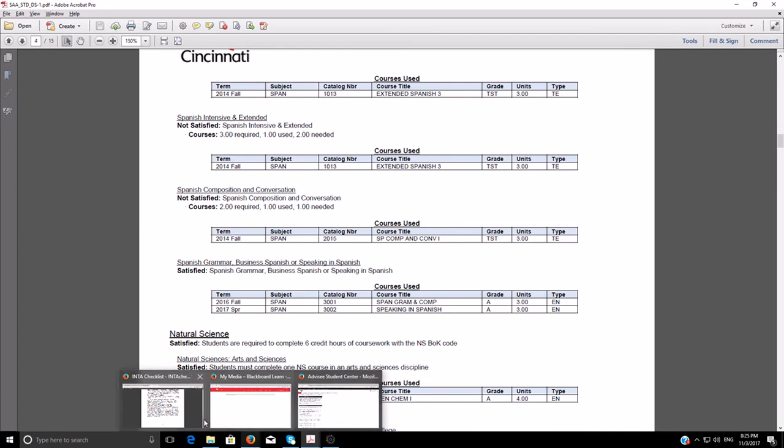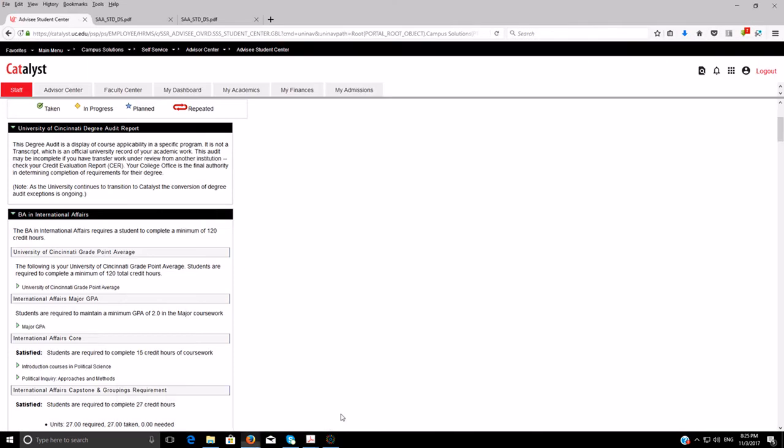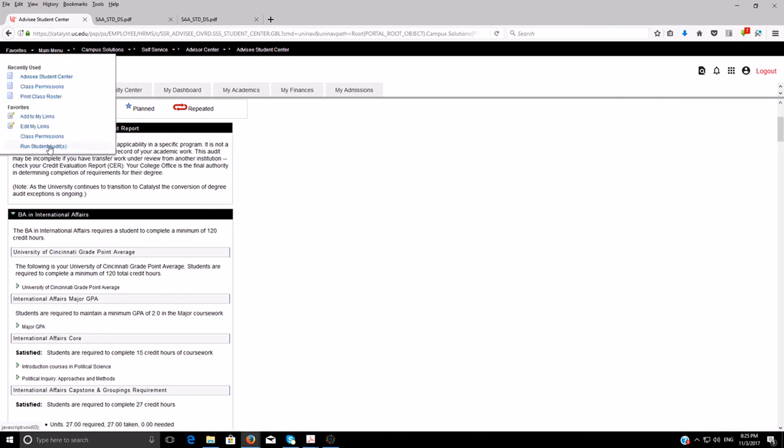Now, remember, of course, that in order to access the audit and review how students have fulfilled the requirements, you need to go to Catalyst, select a student audit that you have access to, click there, and review the audit.